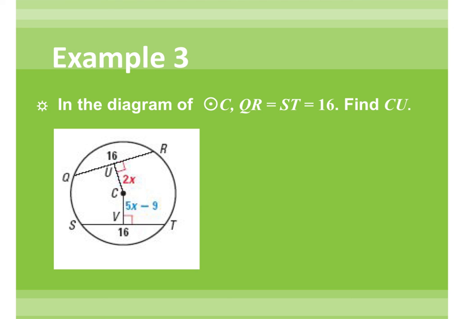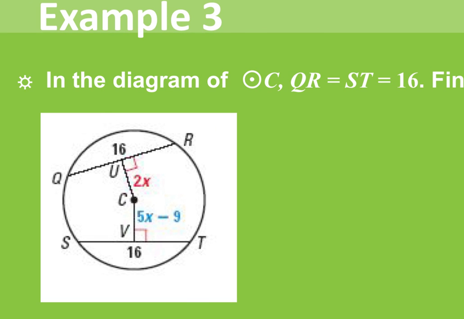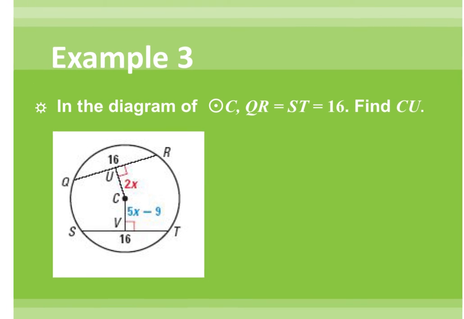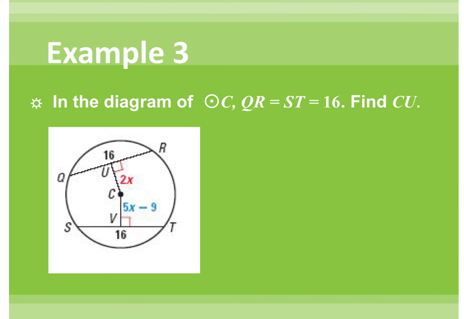Example 3. In the diagram of circle C, QR equals ST, which is equal to 16. Let's find CU. You set 2x equal to 5x minus 9, because they're equidistant from the center. Very good. How do we know that those two chords, QR and ST, have to be the same distance from the middle? Why do they have to be the same distance from the middle?